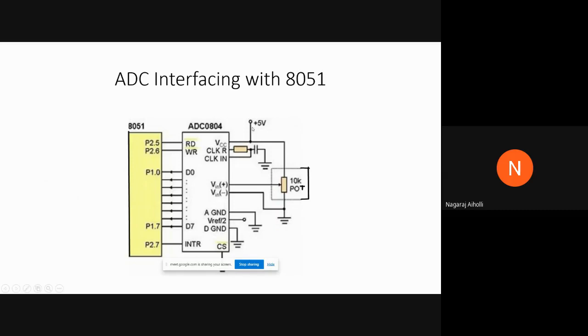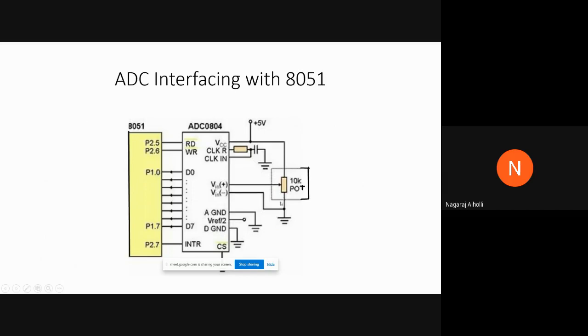Then VCC is the plus 5-volt power supply. Then CLK IN is used to connect to the external clock generator. If you want to use the internal clock, that is, the oscillator clock of the microcontroller, then we have to use CLK R and CLK IN. Both of them have to be used along with a resistor and a capacitor, so that the internal clock can be used. Then Vin plus is connected to the analog input.